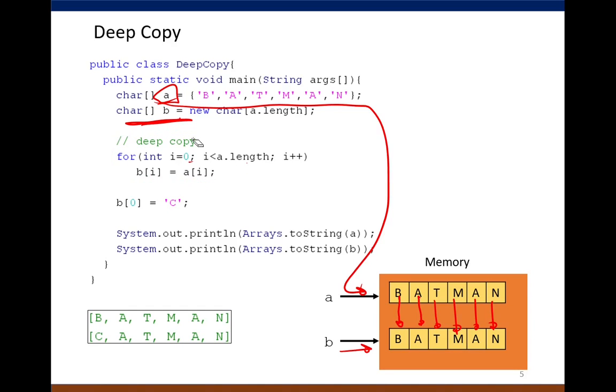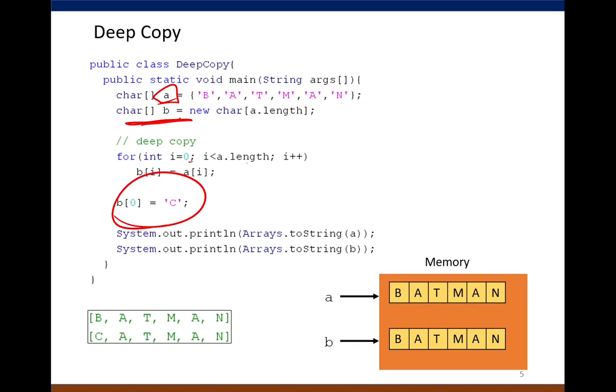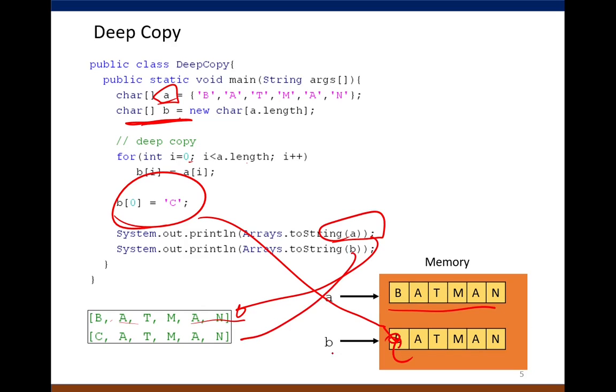So in that case, if we update the first element of b, that means it is replaced by C, right? If we print a, it will print BATMAN, right? If we print b, then it prints CATMAN. So now we are copying a to b, and if we change b, it is not affecting a at all. So that's the benefit of deep copy.